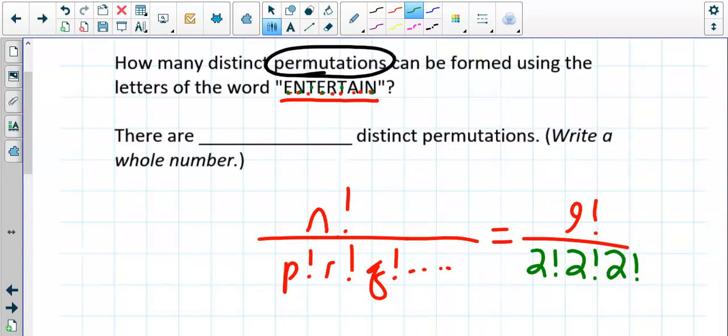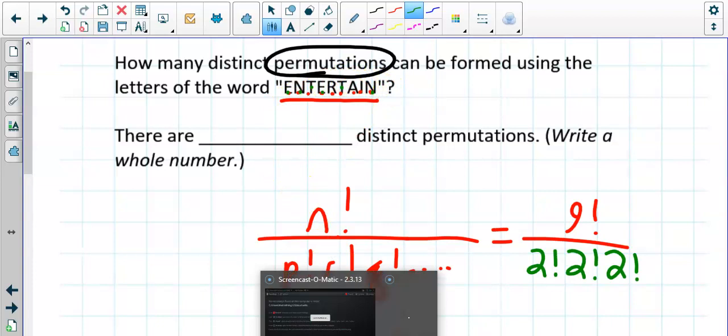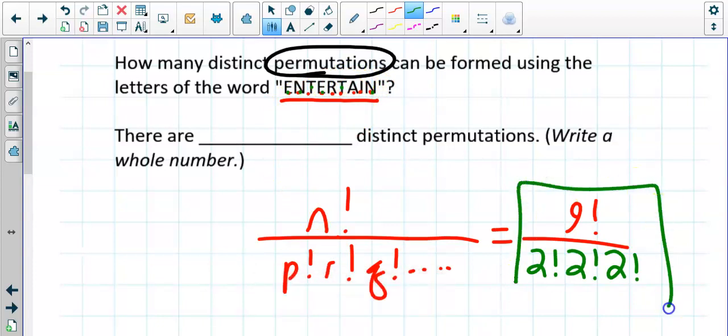And I don't think anybody else repeats because we already got the E taken care of. We got the R, and there's no other R's. We got an A, no other A, I, no other I. So there we go. This is all we got to do. This is what we got to run in our calculator.